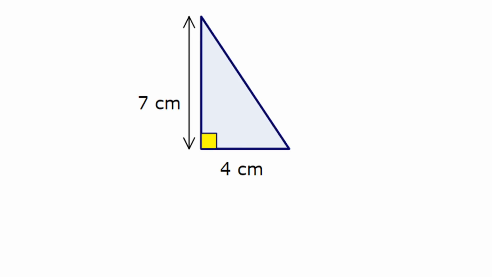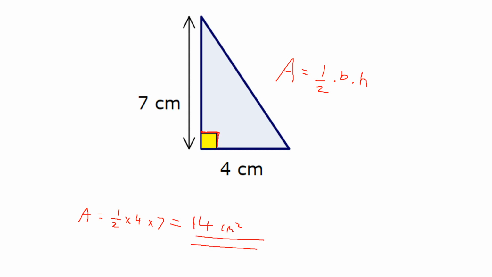So with these basic examples, the area of a triangle is simply going to be equal to half times the base times the perpendicular height. Keyword, the perpendicular height, where it meets at a right angle. So in this case, the area is simply going to be equal to a half times 4 times 7, which is equal to 14 centimeters squared. Okay?